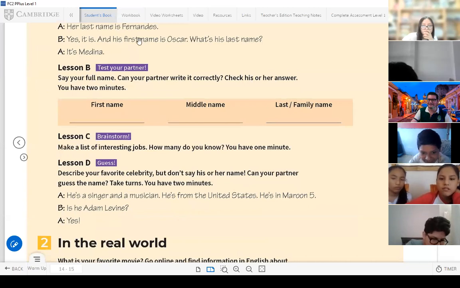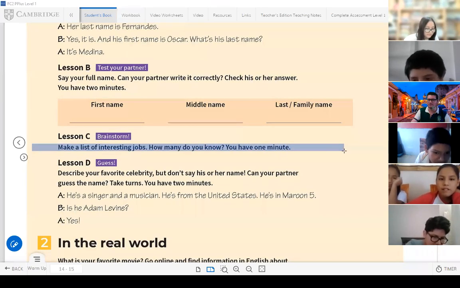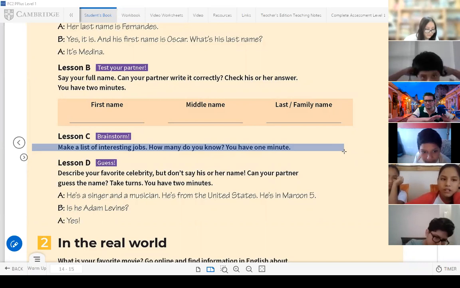Okay, it says, lesson C, brainstorm. Make a list of interesting jobs. How many do you know? You have 1 minute. In 1 minute, you're going to tell me the interesting jobs. A ver, vamos, tell me. Let's start.